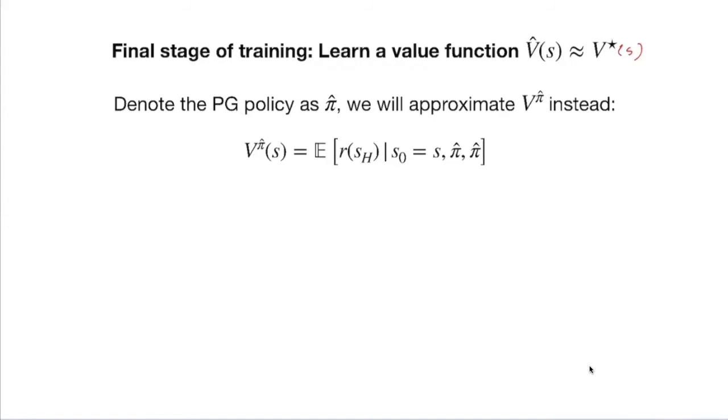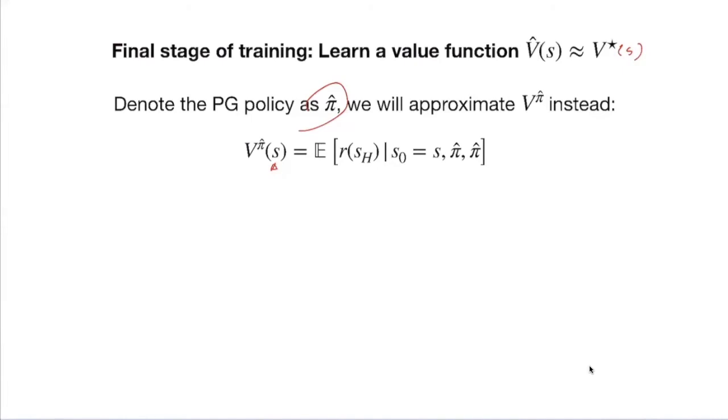So policy gradient is done. We outputted this policy pi hat. This is the policy outputted from policy gradient. And now what they do is just learn a function approximator to approximate the game value of this policy. Meaning that starting at s, if both players play pi hat, what's the winning rate of the first player? What's the expected total reward of the first player if both players are playing this pi hat?